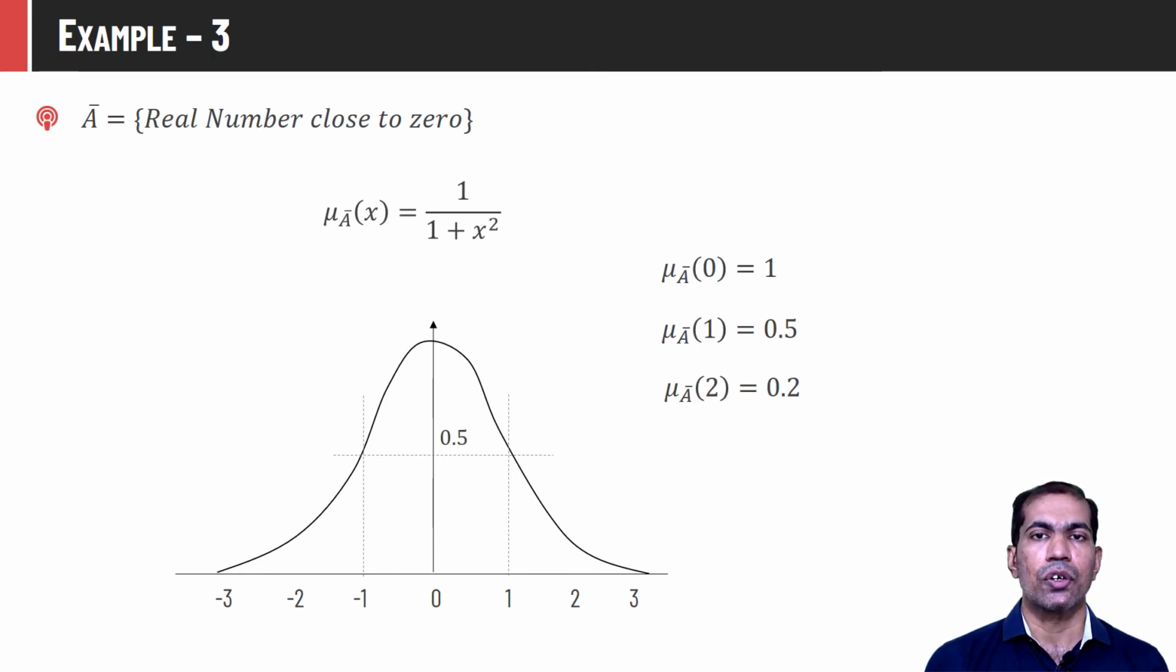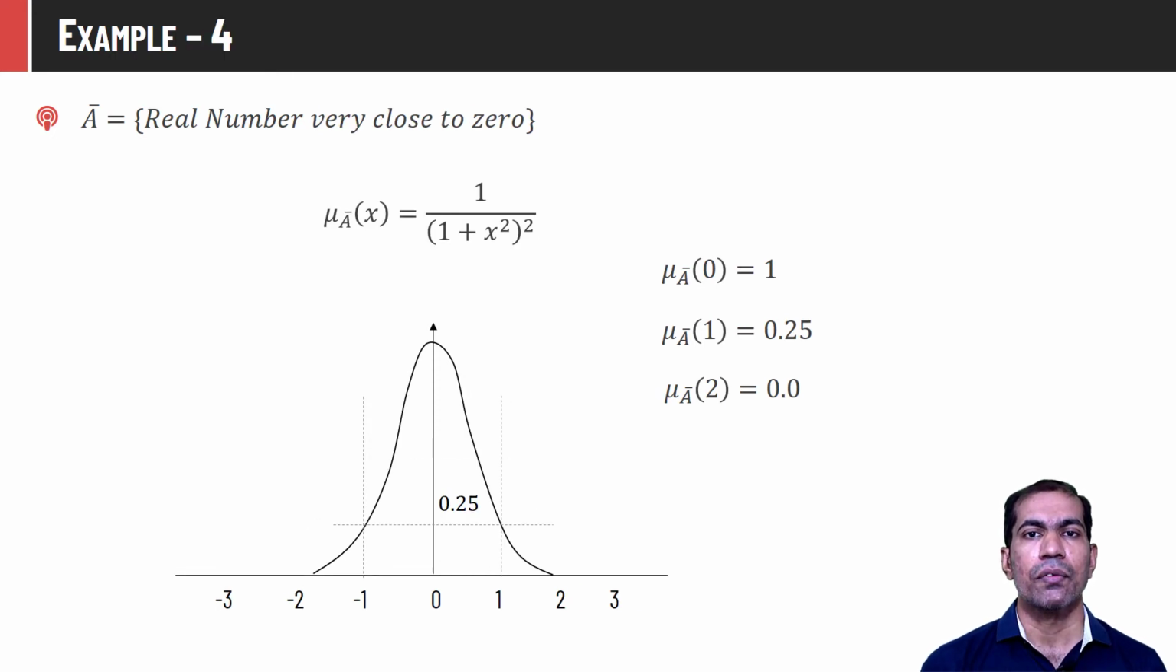If x equals 1, then mu A bar of 1 will be 1 upon 1 plus 1, that is 0.5. And so on. We can compute the membership value for the rest of the elements. So this looks very natural: if the number is close to 0, the membership value is 1, and as it moves away, the membership value decreases. By changing the property, we can derive different functions and different membership values. Like our set right now, A bar equals real numbers very close to zero.